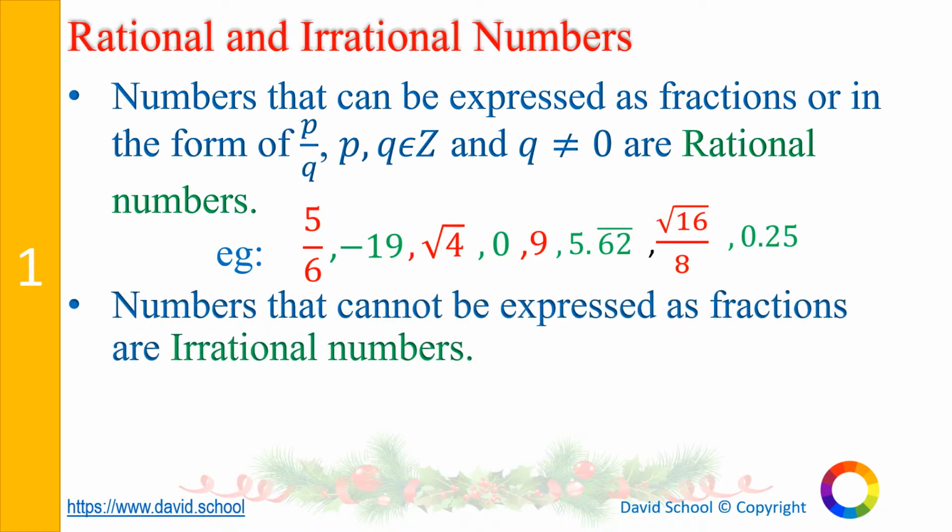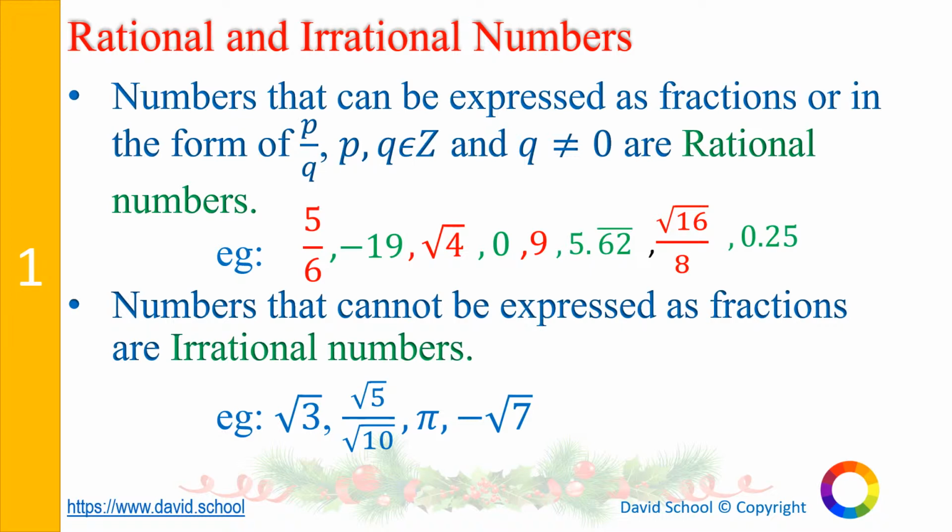Now we will see irrational numbers. Numbers that cannot be expressed as a fraction are irrational numbers. Irrational numbers cannot be expressed as fractions. For example, square root 3 is an irrational number. If you plug square root 3 in a calculator, you get a long decimal and the digits are not repeating and have no pattern. You cannot express square root 3 as a fraction.